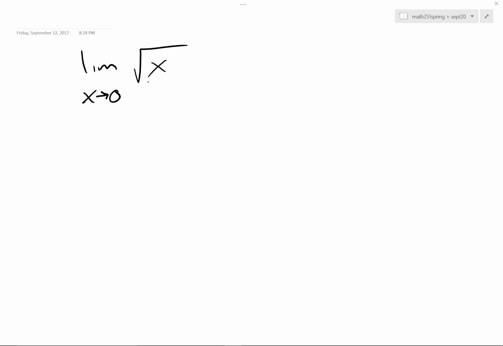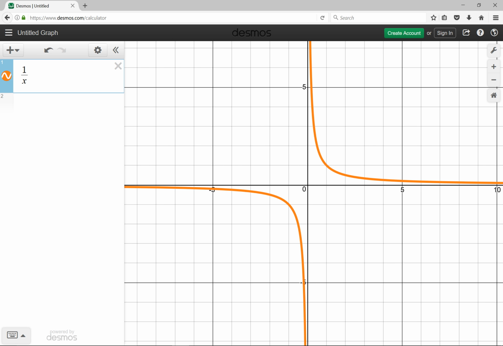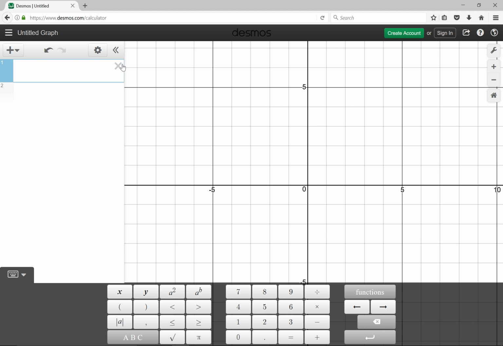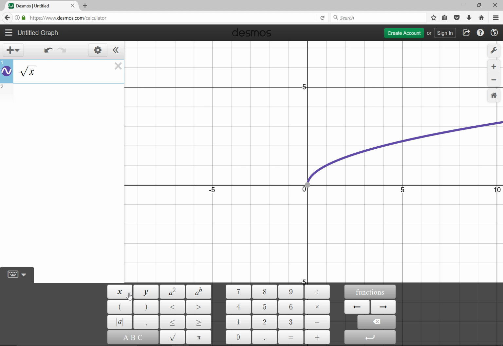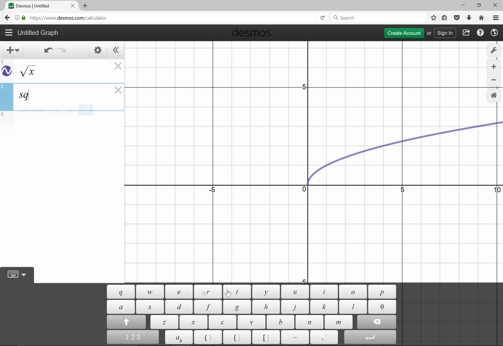What is the limit as x approaches 0 of the square root of x? Not sure what square root of x looks like, so I come over here. Square root of x is right here. Oh, by the way, the old school way of doing that was sqrt, and that is actually how Excel does it. They do sqrt of x. Most computer programs, same deal.